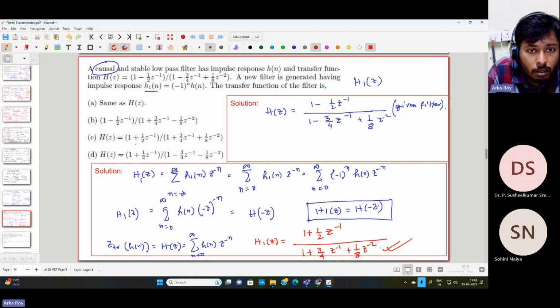So the correct answer is all with positive sign. Okay, so option C is the correct answer. It could be H1 over here, so they could have written H1 in here.